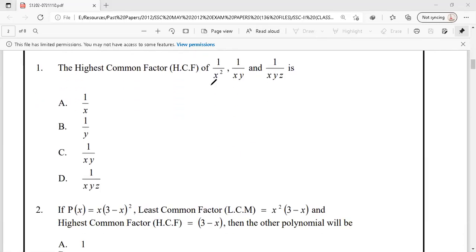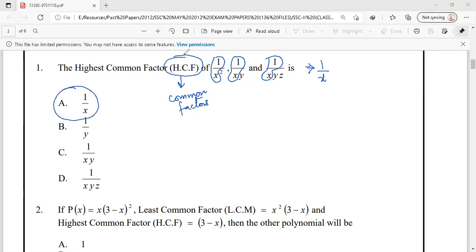We have three expressions, 1 over x square, 1 over xy, and 1 over xyz, and we have to find the HCF of these three terms. So HCF is the common factor among these three terms. The common factor in these three terms is 1 over x. So 1 over x is in the first expression, in the second expression, and in the third expression. So the highest common factor HCF for this question number 1 is option A.